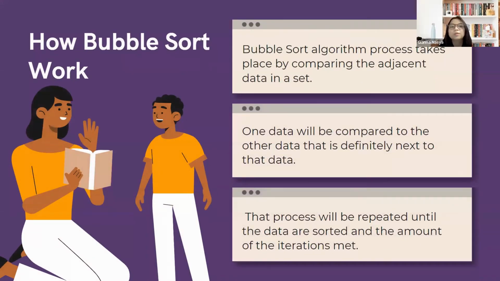So how does bubble sort work? First, the bubble sort algorithm process takes place by comparing the adjacent data in a set. And then one data will be compared to the other data that is right next to that data. And that will be repeated until the data are sorted and no iteration is left.